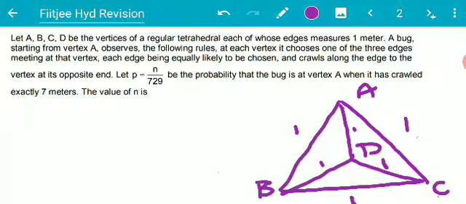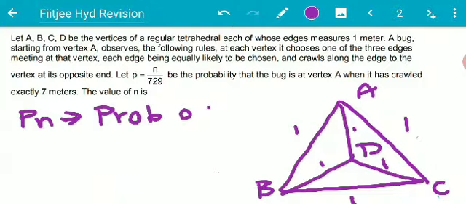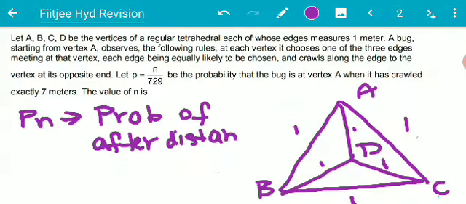7 meters, we have to find the value of n. It is an integer type question, so that numerical value n you have to calculate. Now just observe. I am taking Pn as the probability of the bug returning after distance n. I am using this notation after distance n.